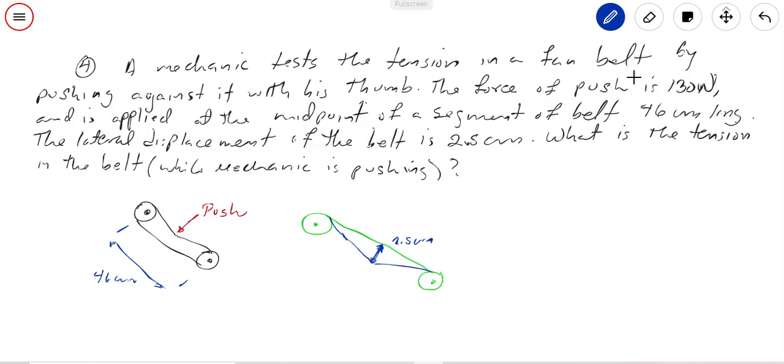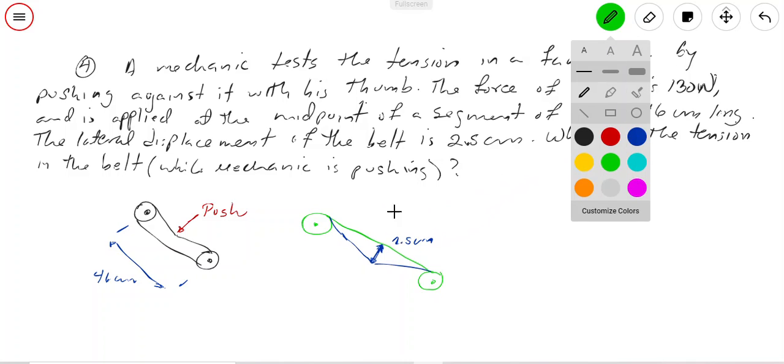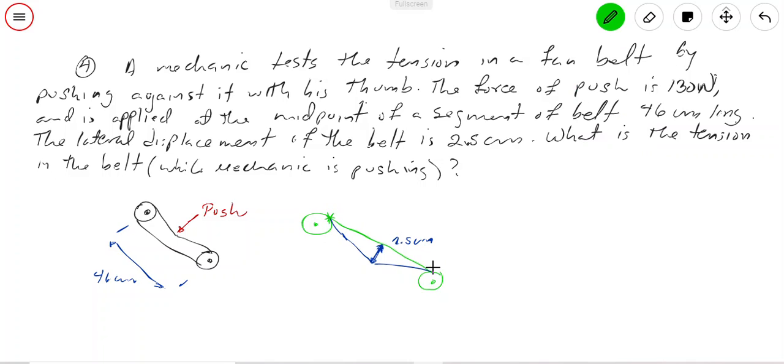At the same time, we know that from this point over here to this point over here, the length of the belt is 46 centimeters. So if I divide this into triangles, as I am pushing in the exact middle of the length of 46 centimeters, I can say that this dimension is equal to 23 centimeters.